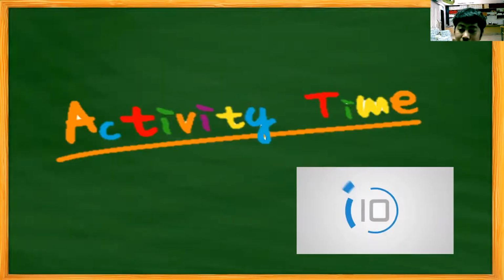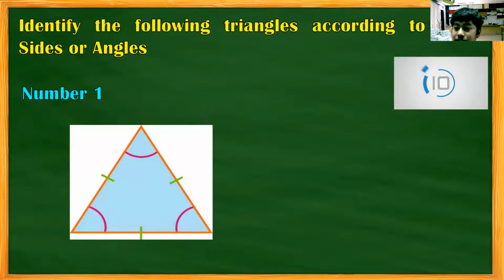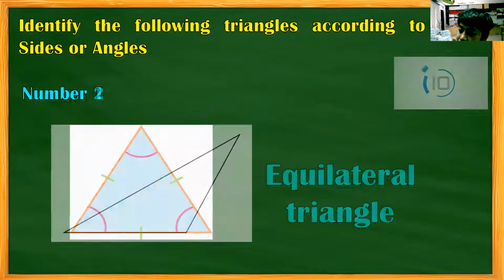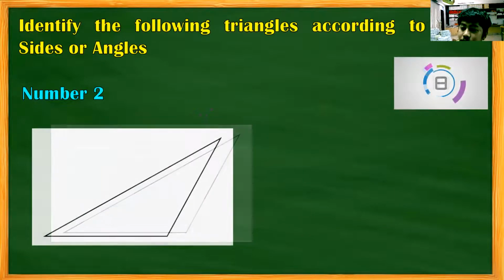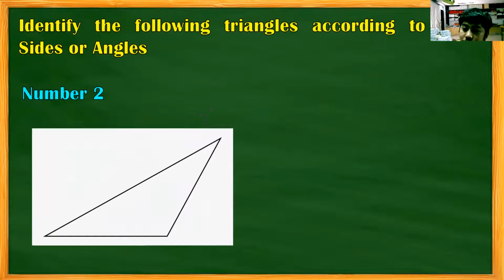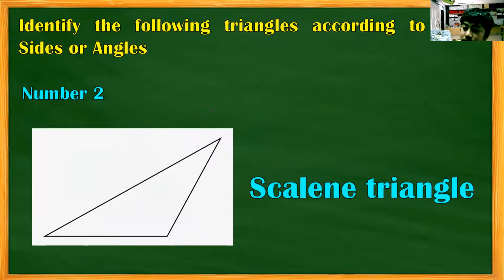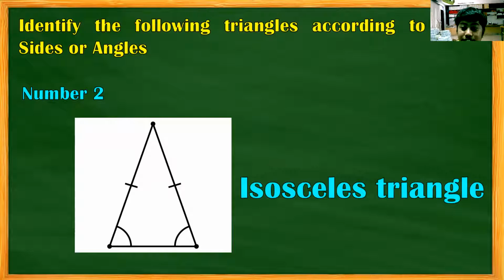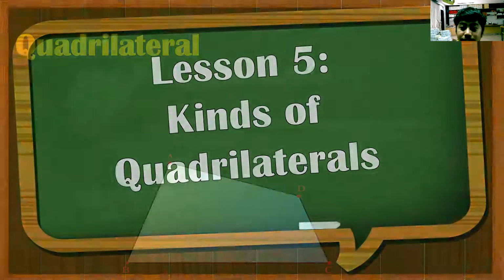Okay, let's have an activity. Identify the following triangles according to the sides or angle. Number one. What do you call this one? This is what we call an equilateral triangle. And this one, we call a scalene triangle because no sides of the triangle are equal. Another one, this one is very popular, just like an Indian hat. This is an isosceles triangle. Two sides are equal.